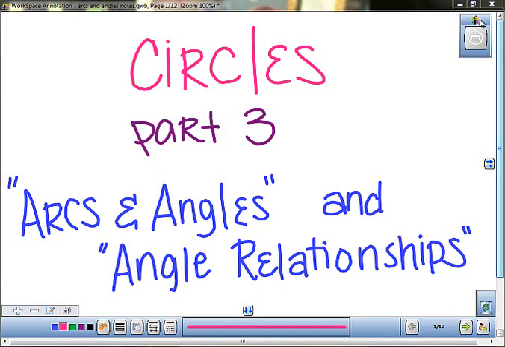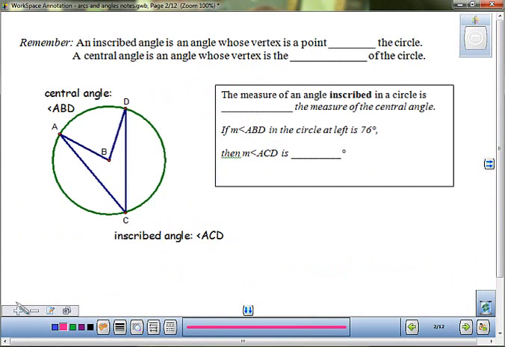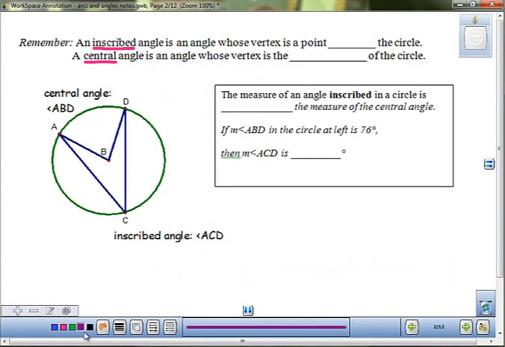Alright, this video is going to cover part 3 of circles. It's talking about arcs and angle relationships. The first thing we want to remember is the difference between an inscribed angle and a central angle. This picture gives you a good image showing ABD as a central angle and ACD as an inscribed angle.